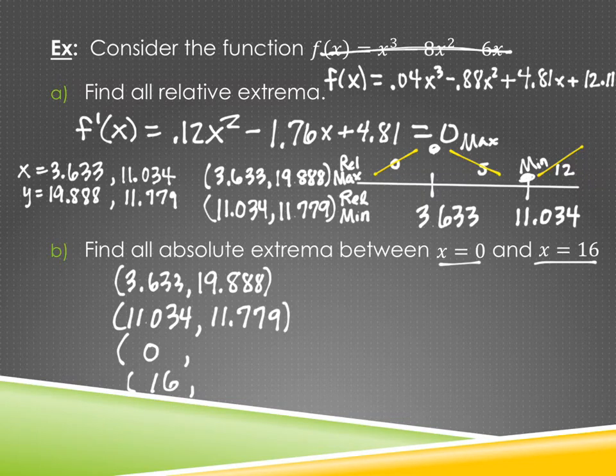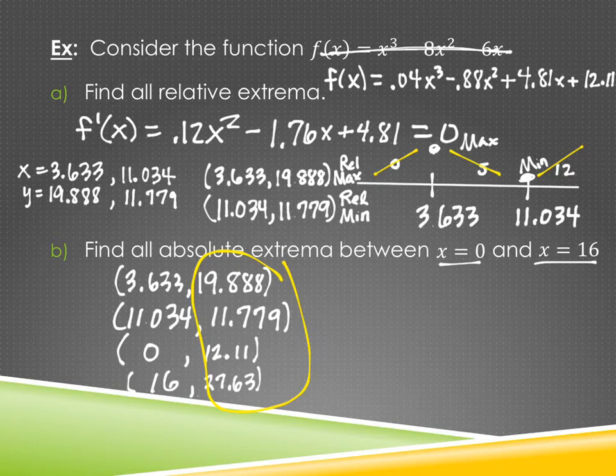So if I go into my table, I can put in 0 because that's one of my endpoints, and 16 because that's my other endpoint. At 0, my y value is 11, or 1, 1. And at 16, I have 27.63. So now what we're doing is a comparison among all the y values.